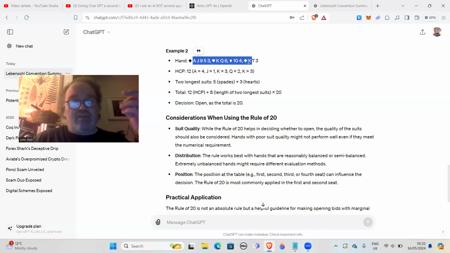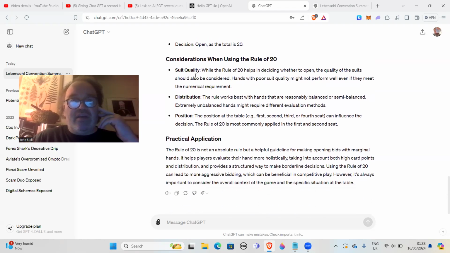Okay, so I'm using sort of computer phrases here. A string is just a bunch of characters, so in this case, the A's and the nines and the numbers. Okay, alphanumeric. It's not noticed. It's missed something somewhere along the line. It's missed like the jack or something or other. Okay, anyway, considerations when using the rule of 20.